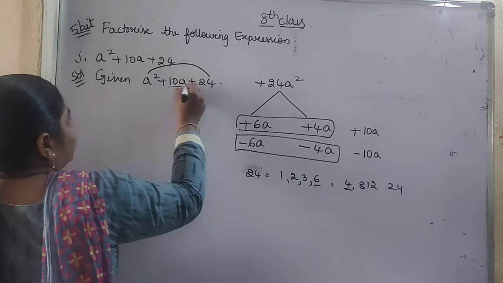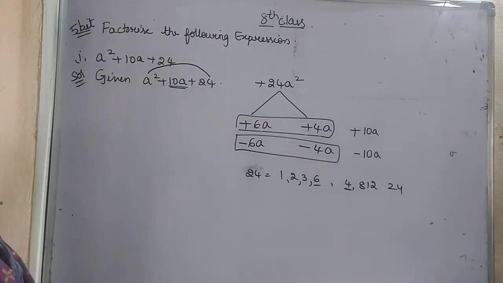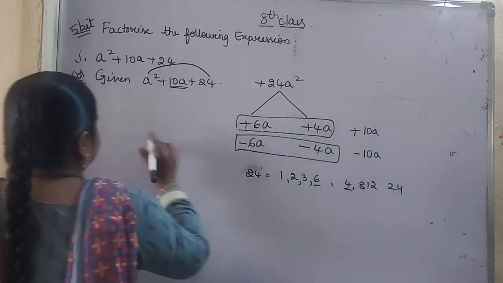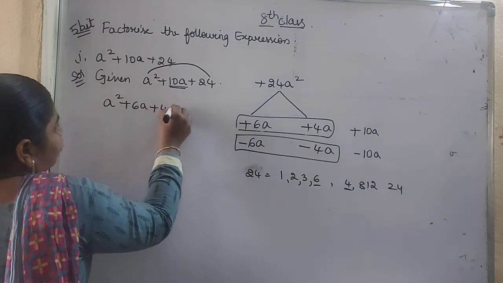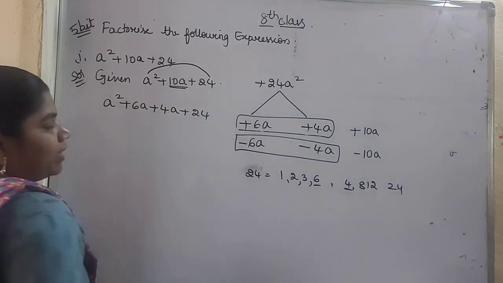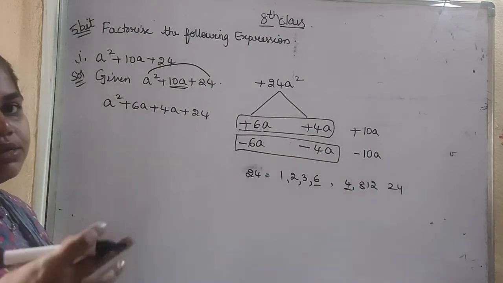So in place of this 10a, we have to substitute these two values. That is, a square plus 6a plus 4a plus 24. In place of 10a, I have substituted 6a and 4a. Now we have to take the common terms from that.